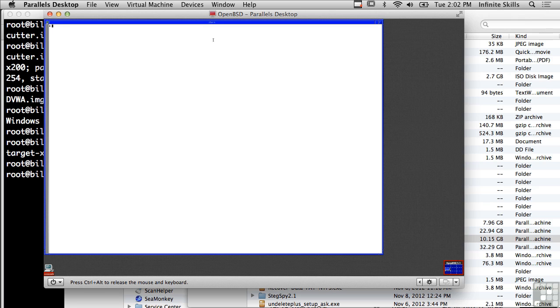NetBSD, their really big claim to fame is they run on a lot of different hardware architectures. So primarily you're going to run across Windows, Linux, or Mac OS systems, but every once in a while you may run across a different operating system, and it may be something like OpenBSD or FreeBSD or NetBSD.